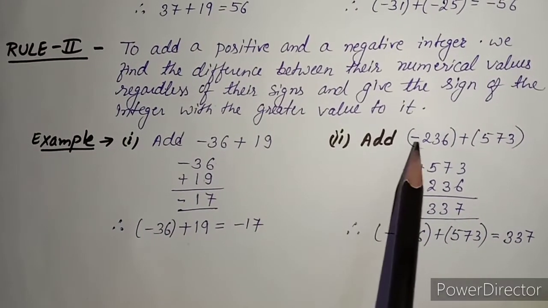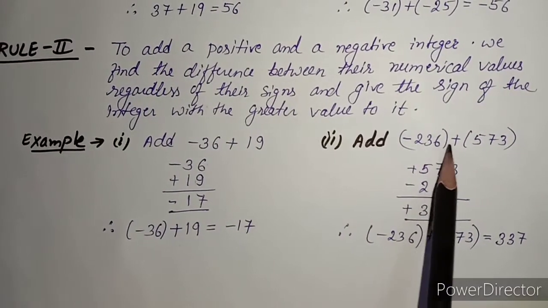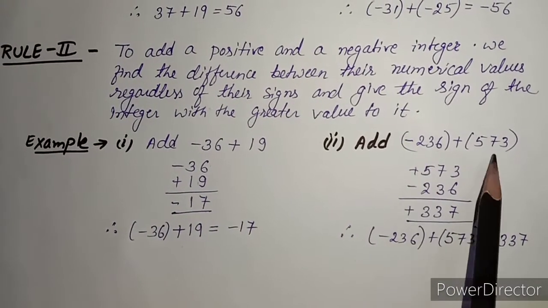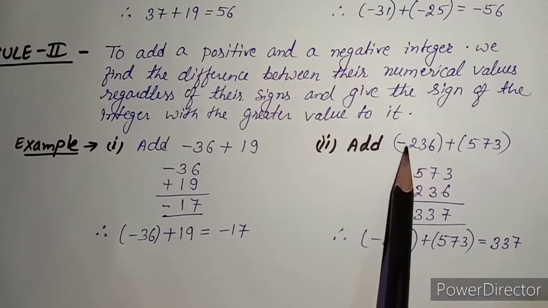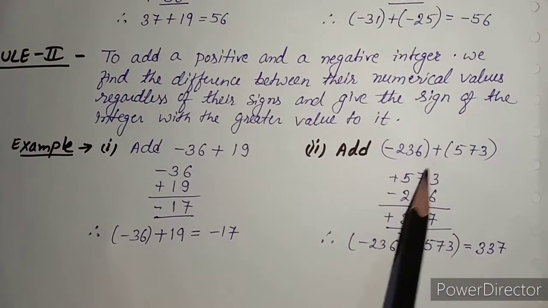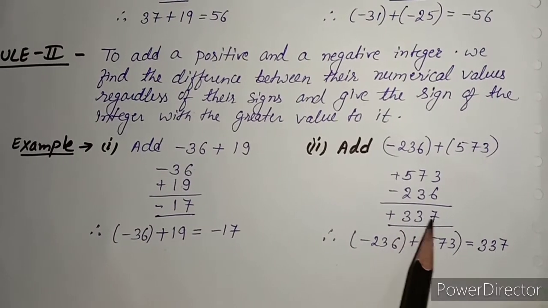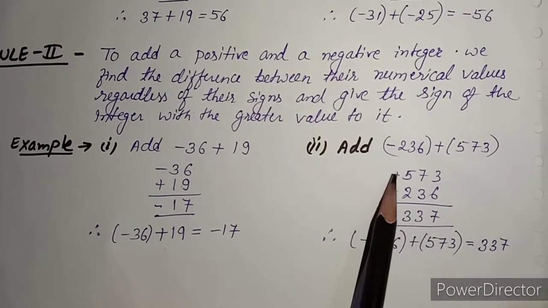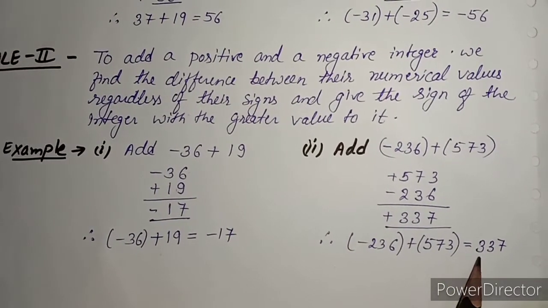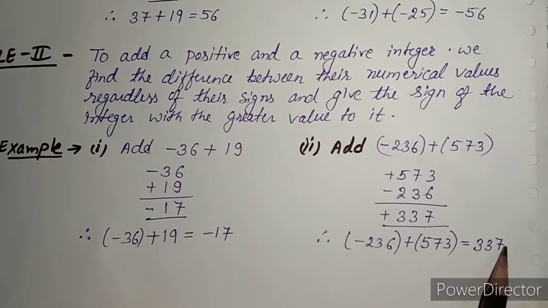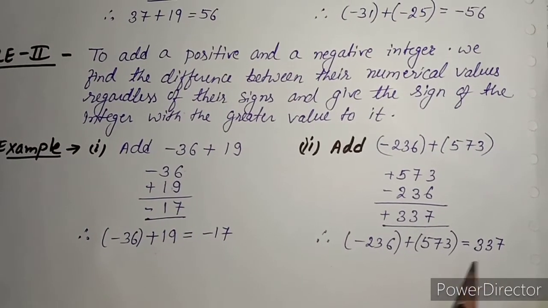Next is add -236 and +573. When both these integers are added, one is negative, one is positive. So you have to subtract the smaller from the greater. The difference is 337. And the sign of the greater number is positive. So 337 is the answer. The sign here is positive.